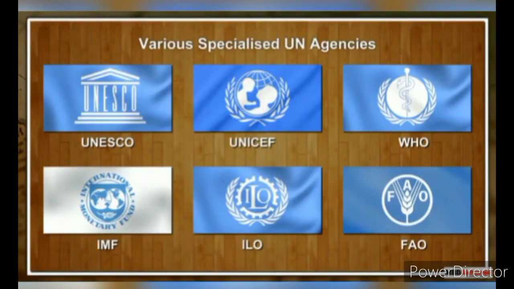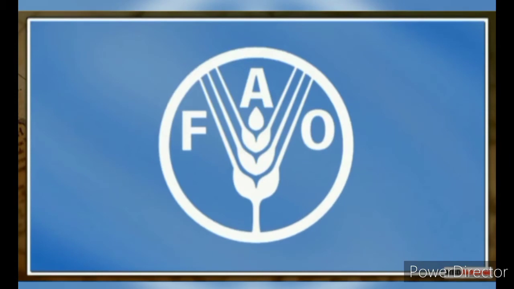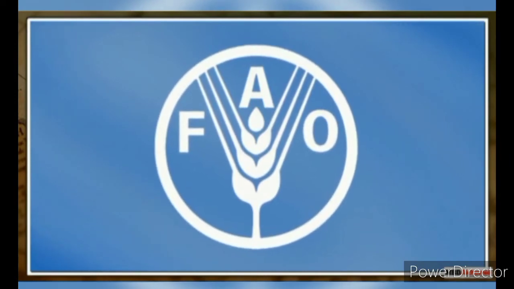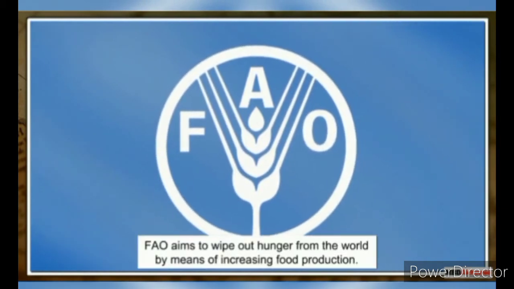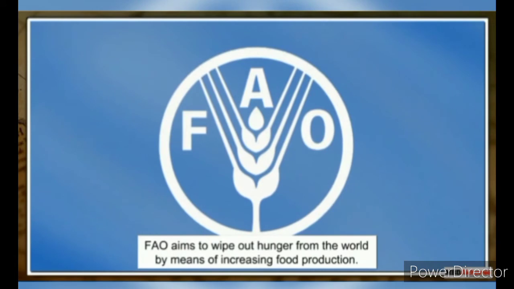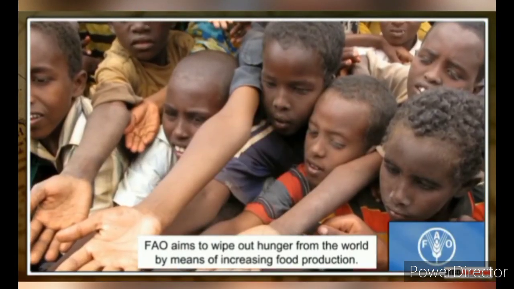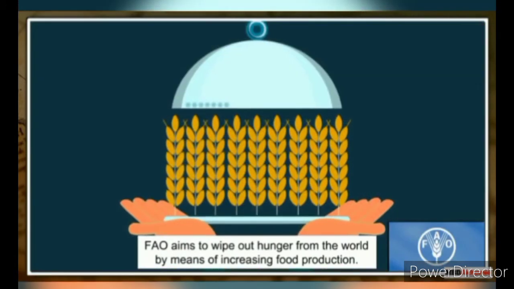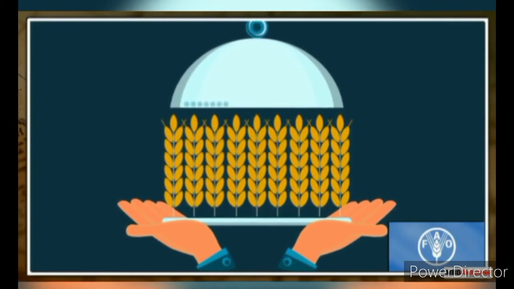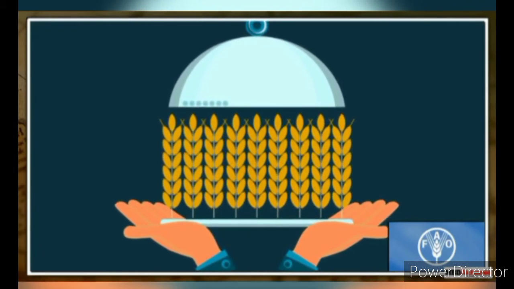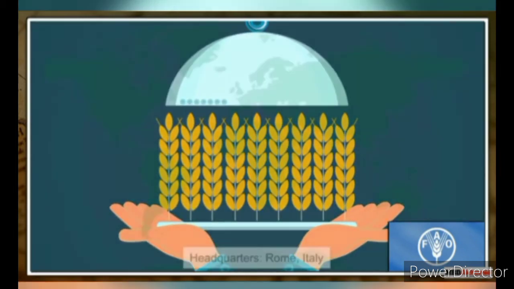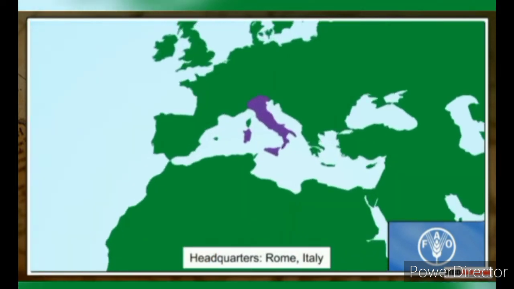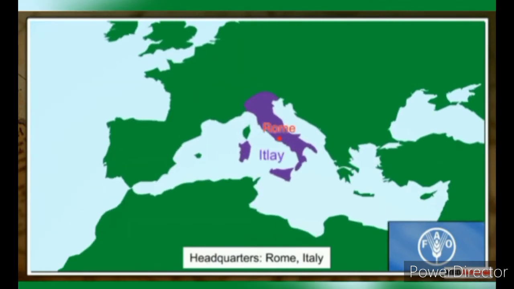And the last one is FAO. FAO stands for Food and Agriculture Organization. It aims to wipe out hunger from the world by means of increasing food production. It promotes scientific research to improve the quality and quantity of crops. Its headquarters is in Rome, Italy.